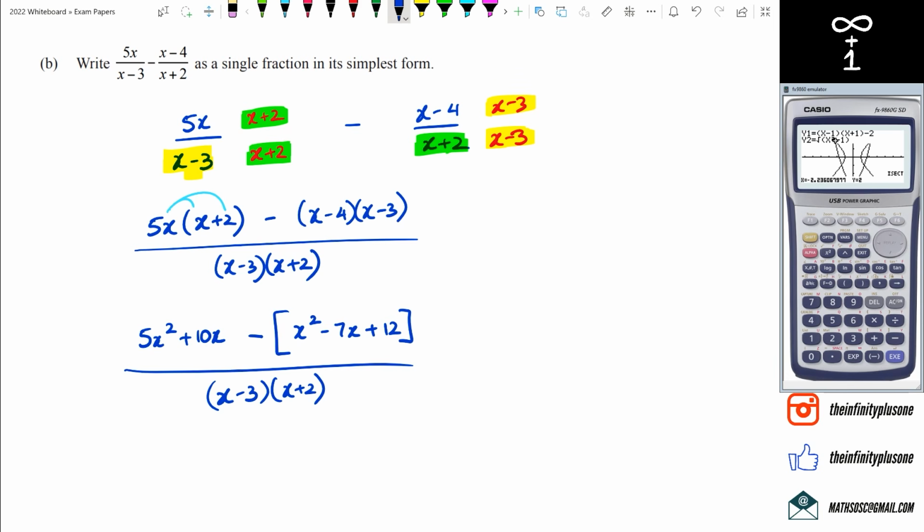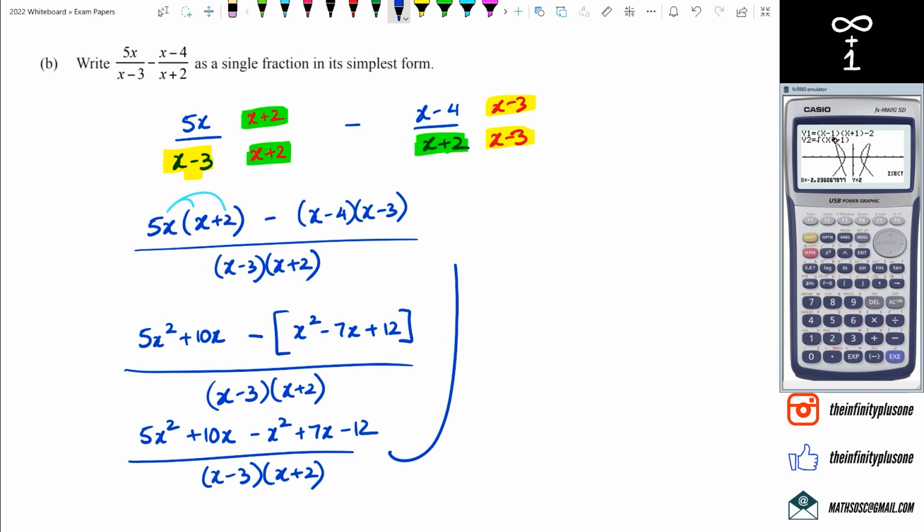Again, I'm not really touching that. So I've got 5x squared plus 10x. And because this minus is going to affect all of those symbols, I'm going to get minus x squared plus 7x minus 12. The whole thing is still divided by x minus 3 and x plus 2. Carrying over here, I've got 5x squared, take away x squared is 4x squared, plus 17x minus 12. And that whole thing is divided by x minus 3 and x plus 2. Now I cannot go any further than this. This is my final stop for this question.